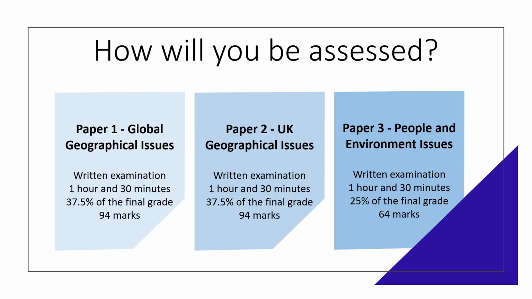Our course is Edexcel B Geography and is assessed over the 3 papers previously mentioned. Paper 1 and Paper 2 have a similar structure. They both last an hour and a half and are worth 37.5% of your final grade each. They also both have 94 marks available in each of those papers. Paper 3 has a slightly different structure. You still have an hour and a half for this exam, but it's worth 25% of your final grade, and there are 64 marks available.